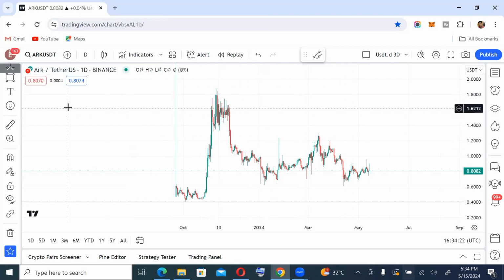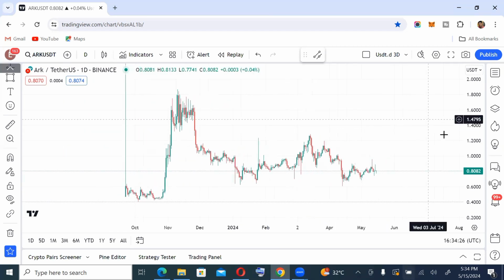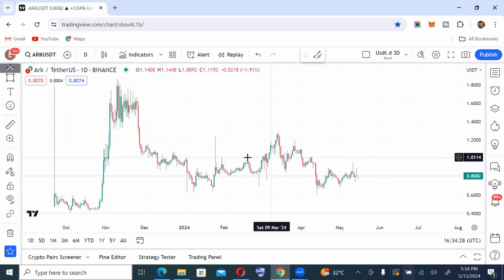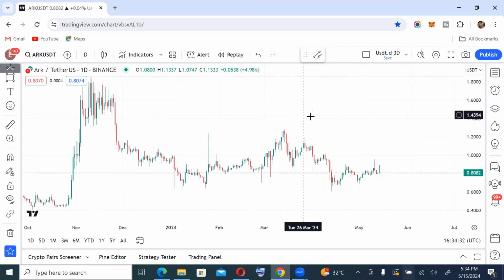Now, this is ARK USDT, and I'm on the daily time frame right now, as you can see. Now, all we have to do is check for the order flow. What is the order flow saying?